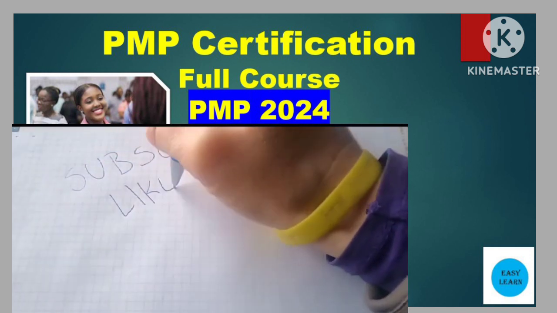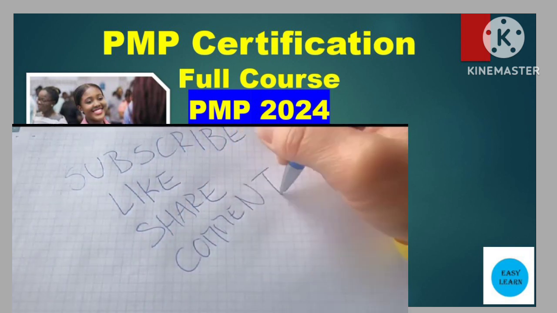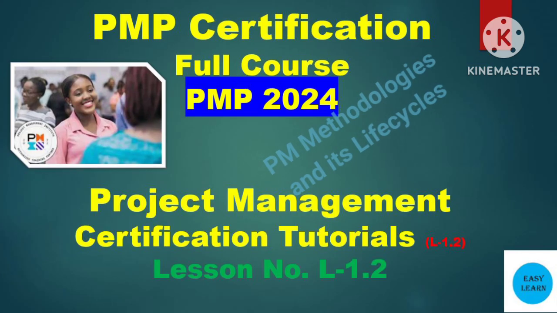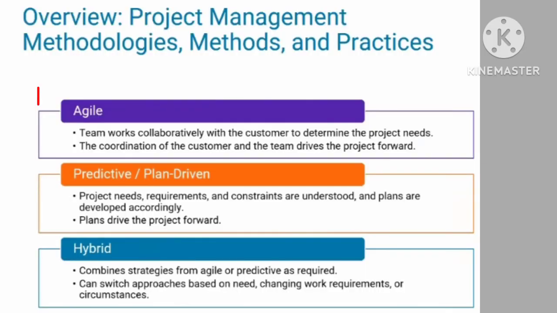Without any further delay, let's start today's topic, that is project management methodologies and its life cycle. There are three types of project management methodologies or methods. You can see on the screen. First is the agile methodology, second is the predictive, also called the plan driven method, and the third method is hybrid.